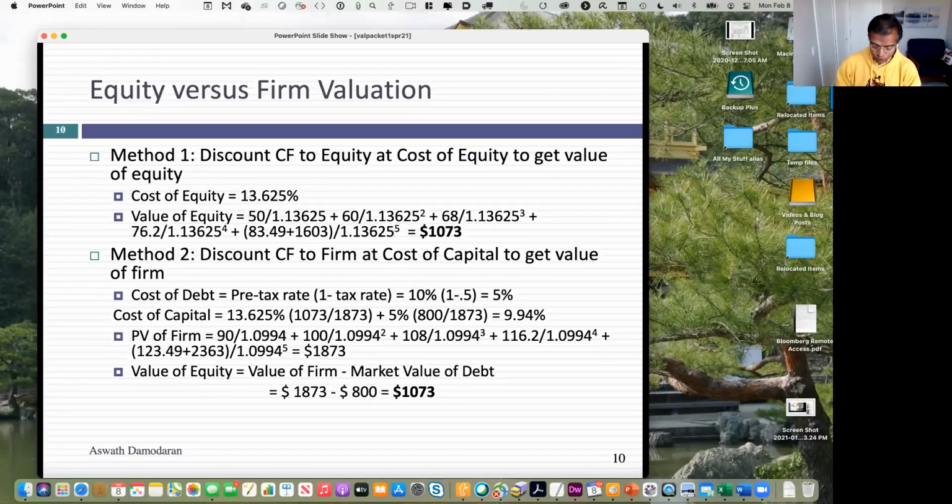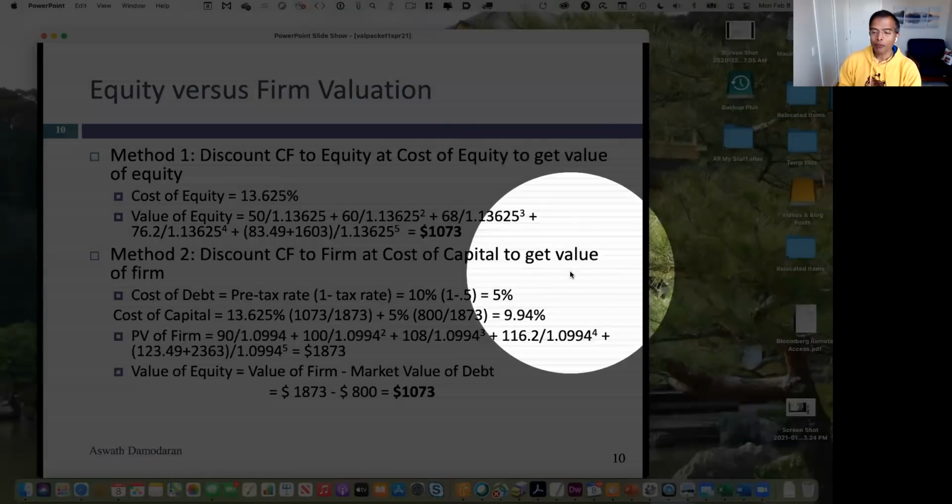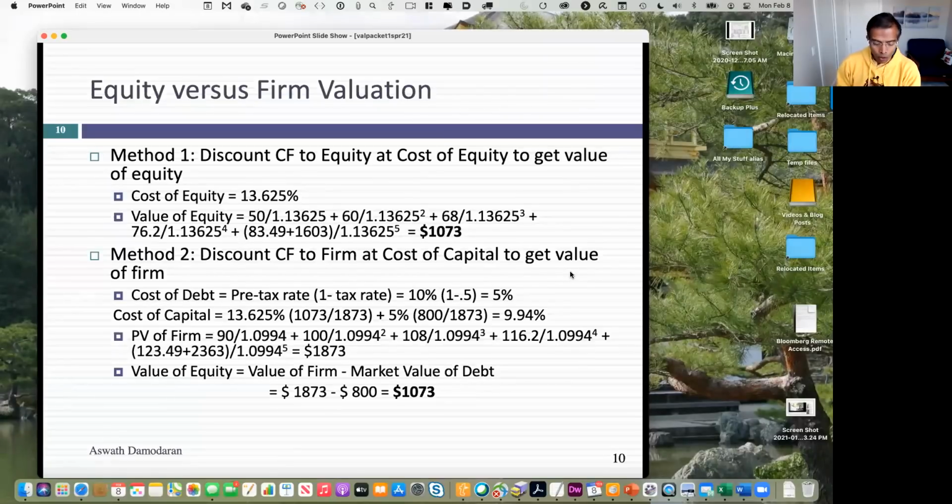I discount the cash flow to the firm at, and you can see that discount factor show up, 9.94%. What I get as a present value of those cash flows is 1.873 billion. I'm almost there. I subtract out the 800 million in debt. I get exactly the same value for equity, as long as I stay consistent. Neat, right? Because essentially I took two different pathways, and I end up with the same value.